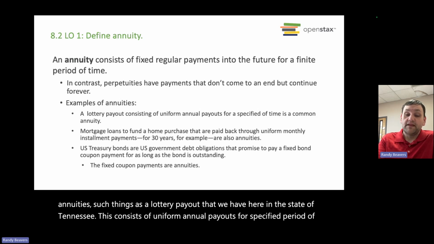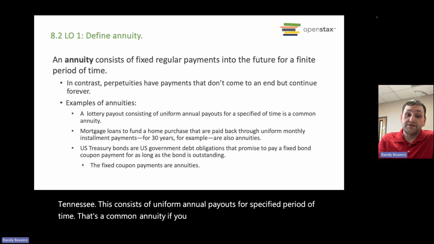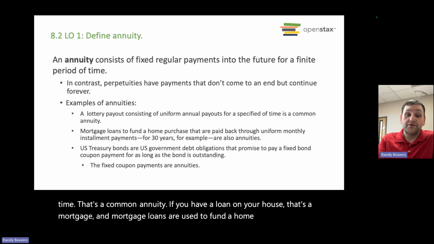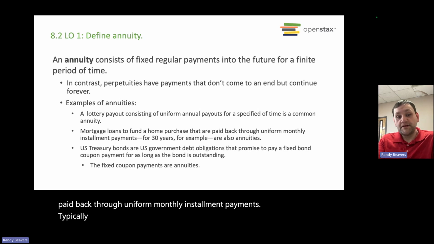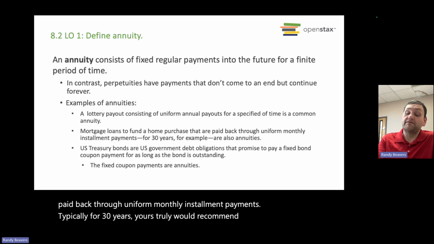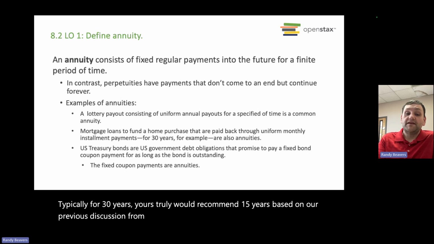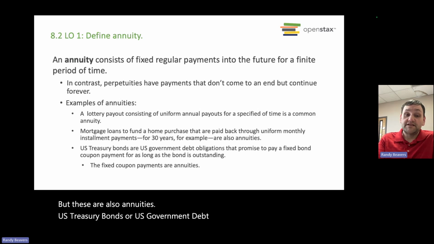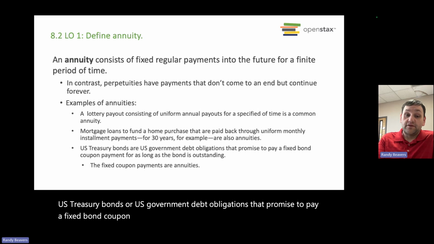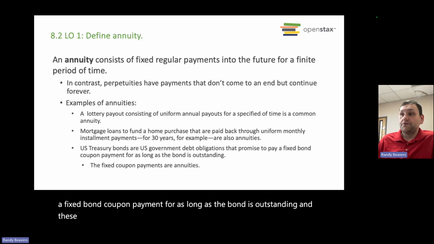That's a common annuity. If you have a loan on your house, that's a mortgage, and mortgage loans are used to fund a home purchase that are paid back through uniform monthly installment payments, typically for 30 years. Yours truly would recommend 15 years based on our previous discussion from the last lecture. But these are also annuities. U.S. Treasury bonds are U.S. government debt obligations that promise to pay a fixed bond coupon payment for as long as the bond is outstanding. And these fixed coupon payments are also annuities, those interest payments.